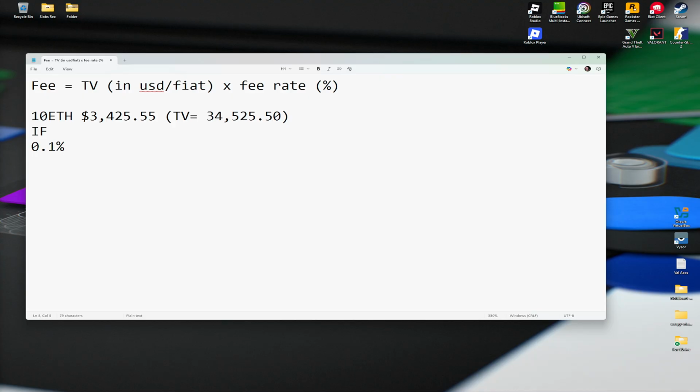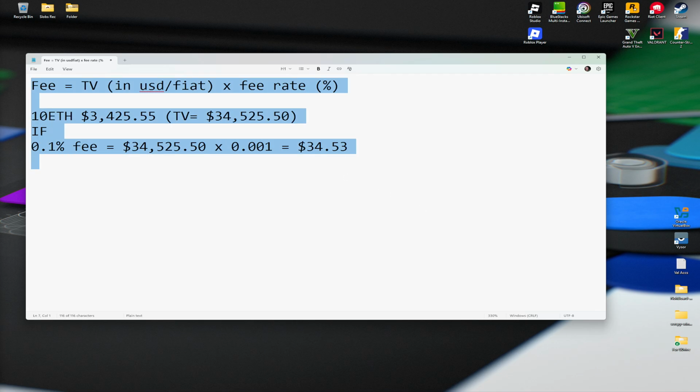If your rate is equal to 0.1%, let's say the rate of this spot trading fee is 0.1%, this trade value will be multiplied by 0.001, and your total trading fee would be 34.53. This fee will be taken from the asset that you'll be receiving. Again, this is for spot.